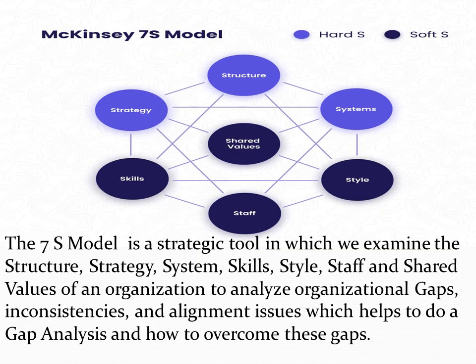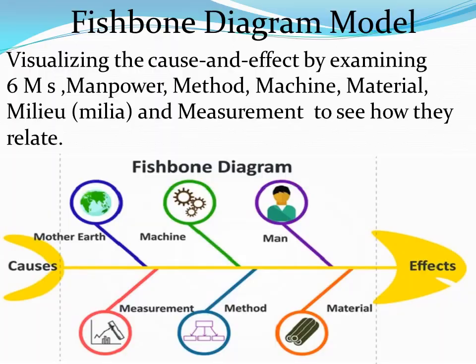The next tool is McKinsey's 7S model. The 7S model is a strategic tool in which a manager examines the structure, strategy, system, skills, style, staff, and shared values of an organization to analyze organizational gaps, inconsistencies, and alignment issues, which helps to do a gap analysis and then overcome these gaps.